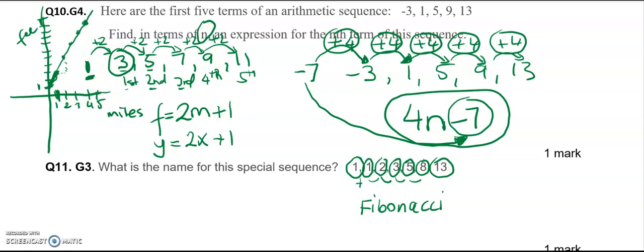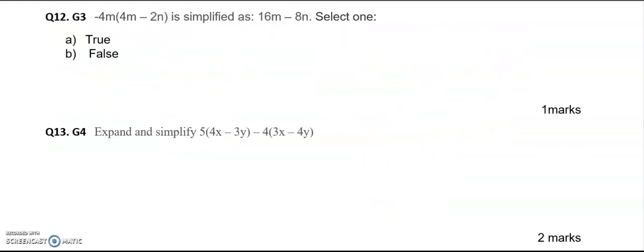You're not required to work out the nth term of this, but you should be aware that when you add the previous two terms to work out the next term, that's what we call a Fibonacci sequence. In this question we have minus 4m, open bracket, 4m minus 2n, close bracket, is simplified as 16m minus 8n. So we've got to work out whether this is true or false.